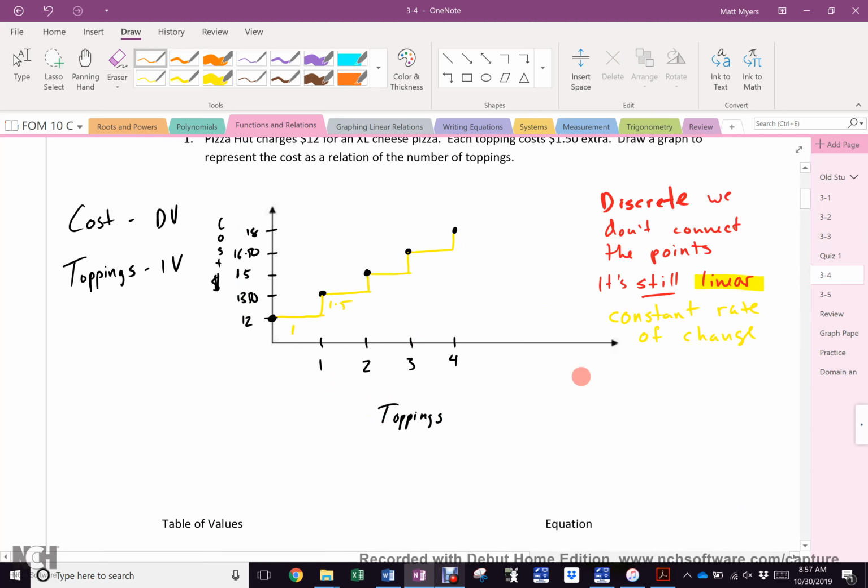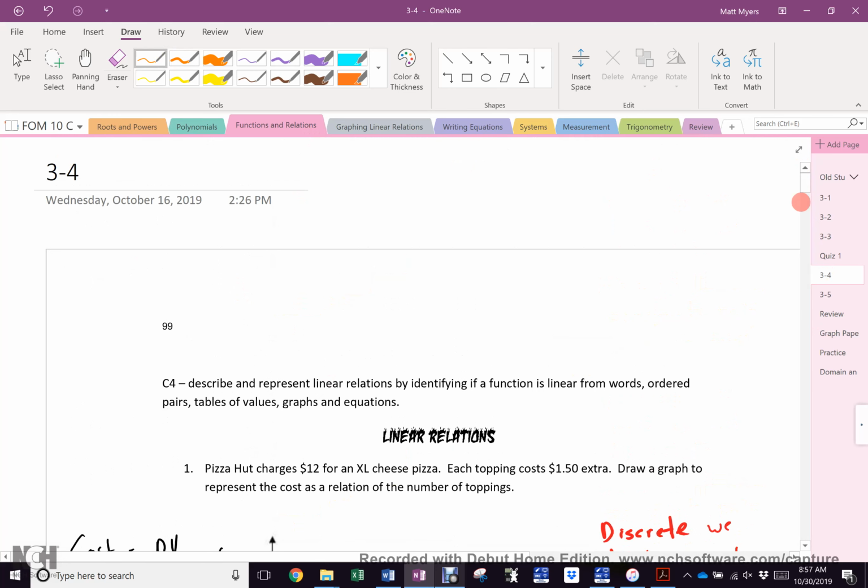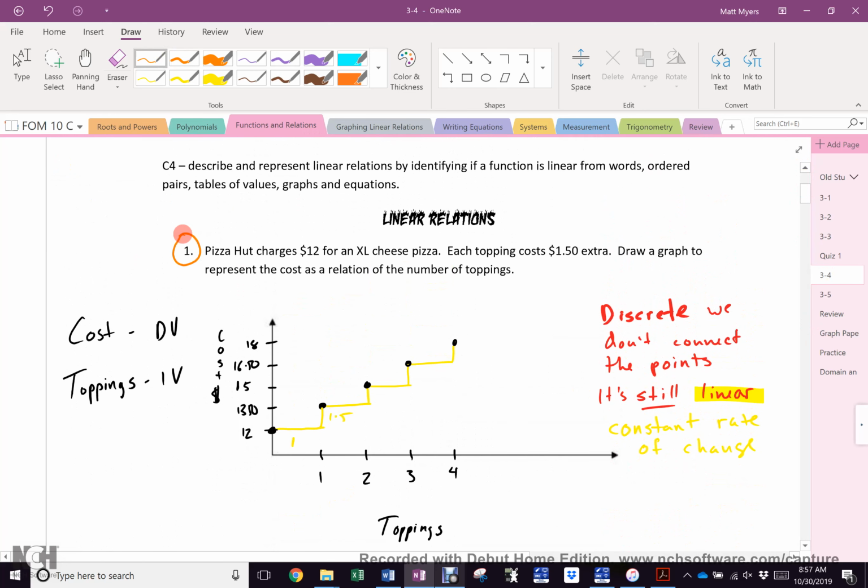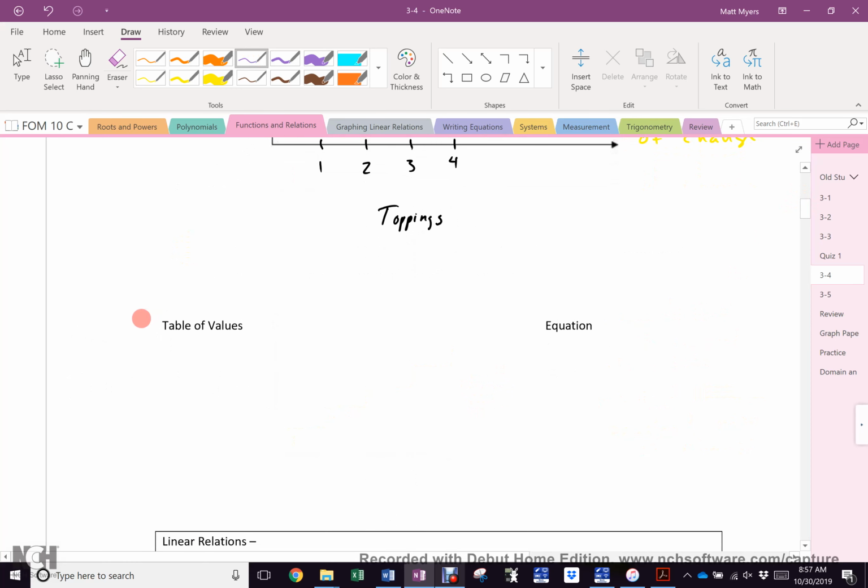So this right here, this is one way to describe a linear relation in words. What's the second way to describe a linear relation? What did we just make? We never drew a line. What did we just make? A graph. That's the second way. The third way is a table of values.